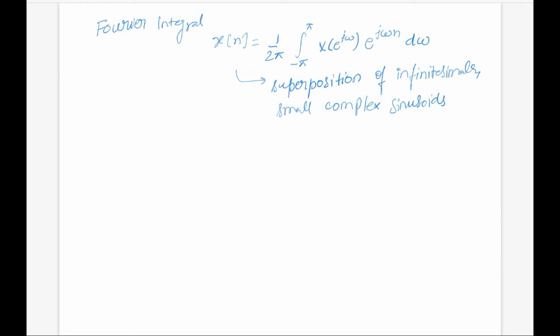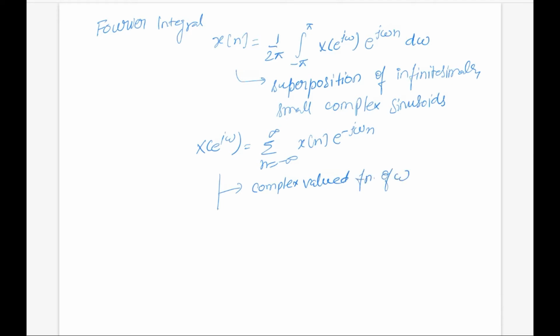While on the other hand, X(e^{jω}) can be written as this. So this is a complex valued function of omega, periodic with period 2π, and again we can calculate its magnitude response and phase response.